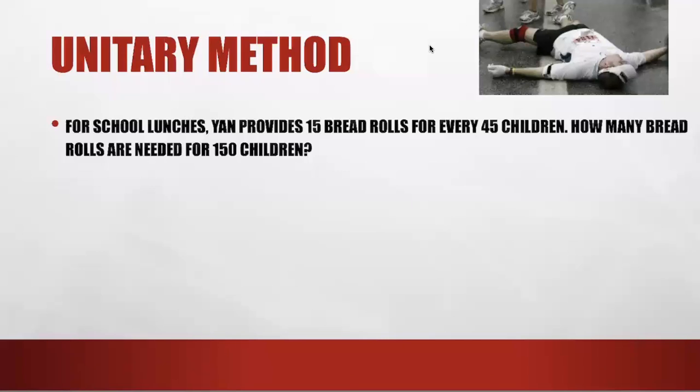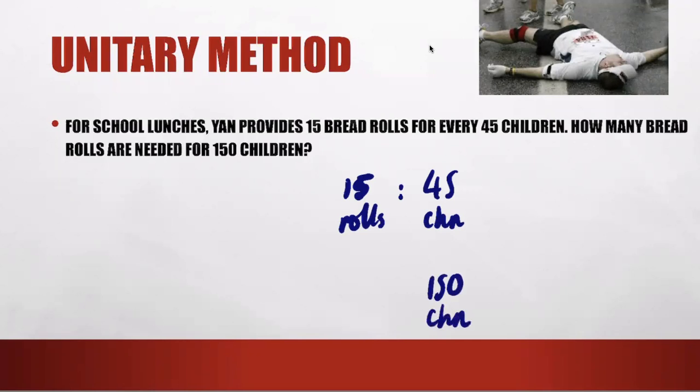Okay, so the ratio you should have written, we've got 15 bread rolls for every 45 children. And we need 150 children. We can't easily go straight from 45 to 150. You might be able to, but probably you won't. So what we're going to do is think we need to get to 150. What common factor do we know?